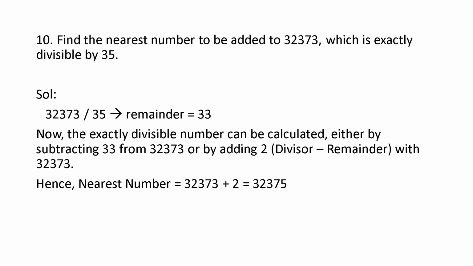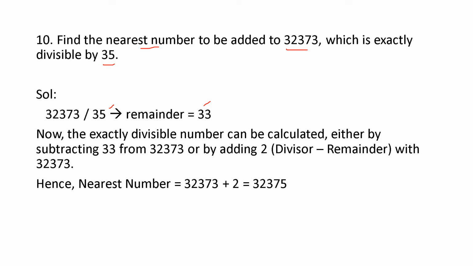Now the last question. Find the nearest number to be added to 32,373 which is exactly divisible by 35. Same question, same method. 32,373 divided by 35, the remainder is 33. Here, find the nearest number to be added.